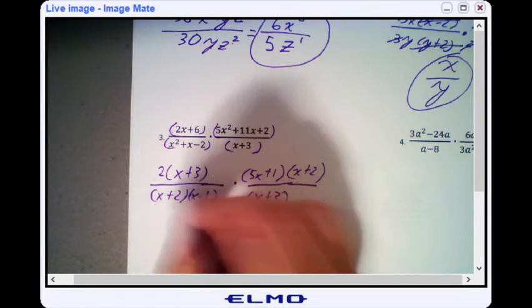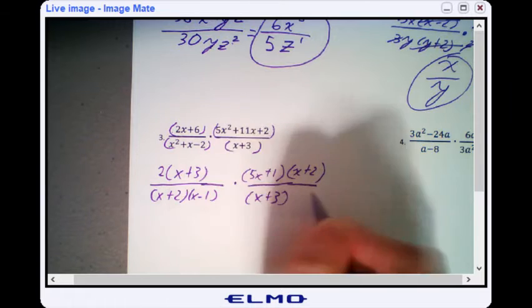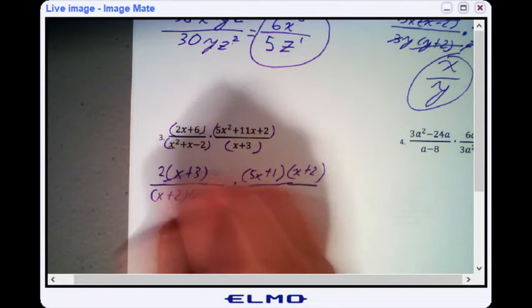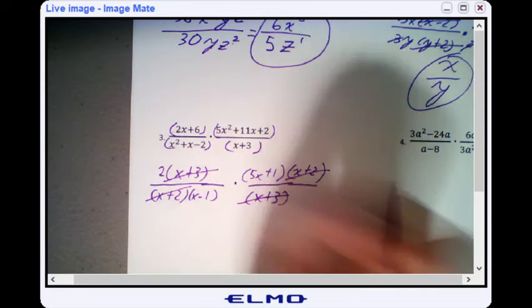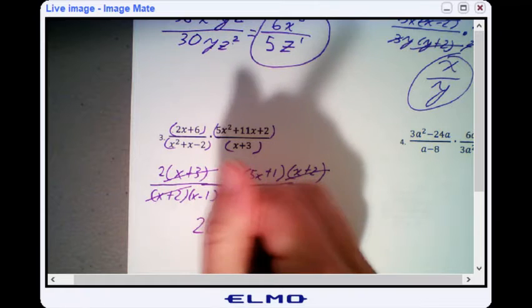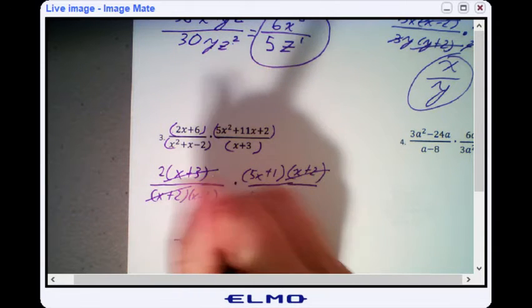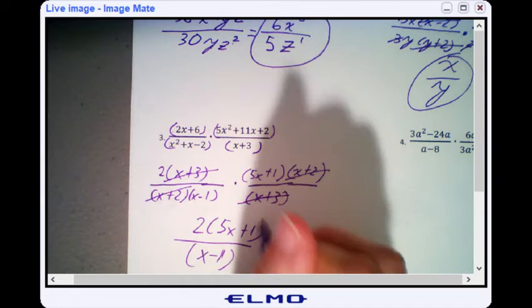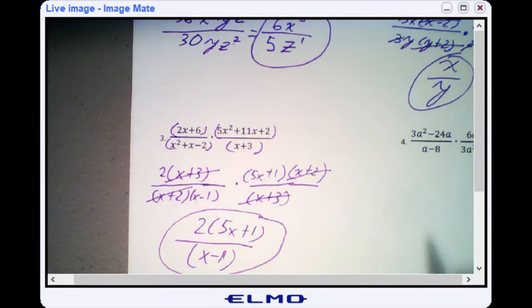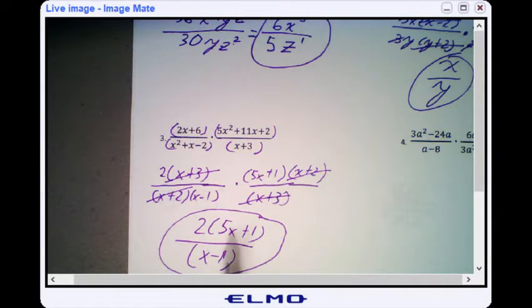Now, any group up top can simplify with any group on bottom. X plus 3's match. X plus 2 matches. We're going to be left with 2, 5x plus 1 divided by x minus 1. I don't have any other groups that match exactly. Therefore, that is my final answer. Do not multiply right now. You can. But when we start to solve equations or graphs, it's going to be really important not to leave this in factored form and not simplify it per se.